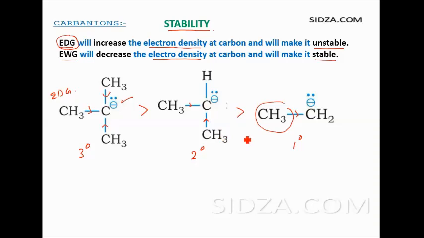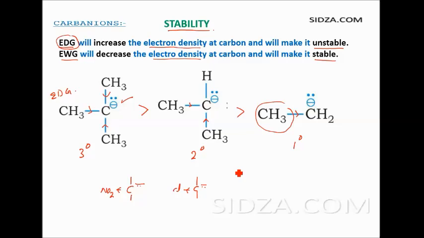However, if you have a carbanion and you attach a group which can withdraw electrons, which can decrease the electron density on the carbon, that will make it stable. Say for example we attach a nitro group here, NO2. Any group which can withdraw electrons from here will make it stable. Or suppose you attach any halogen here. If you attach a chlorine here, it will withdraw electrons from the carbanion, and it will make it stable. So electron donating groups decrease the stability, while electron withdrawing groups increase the stability.